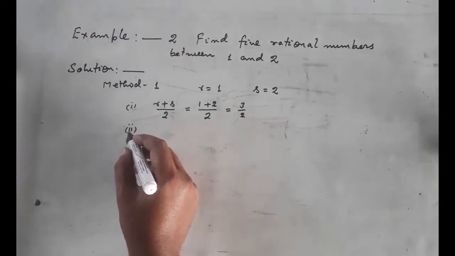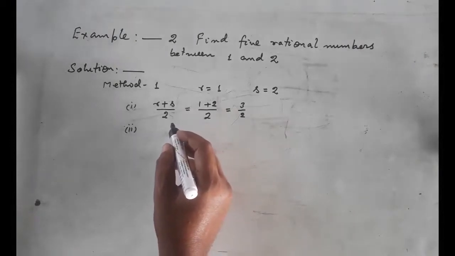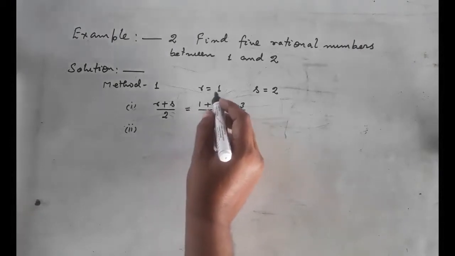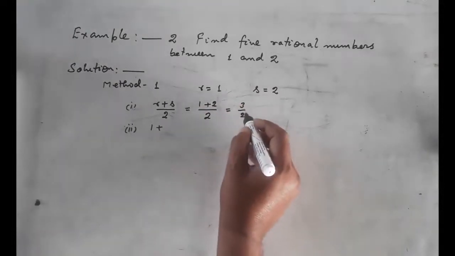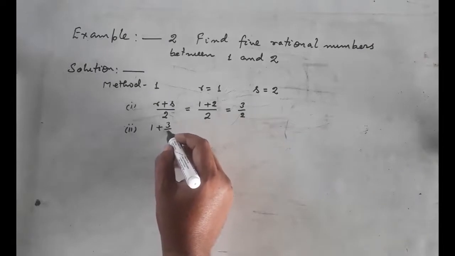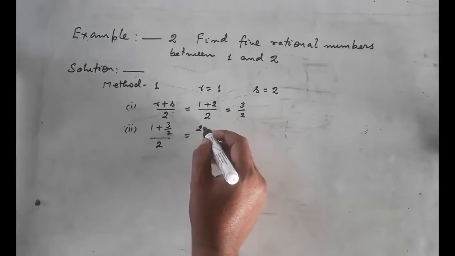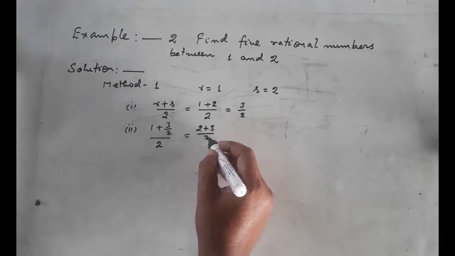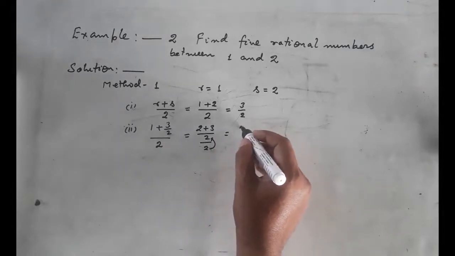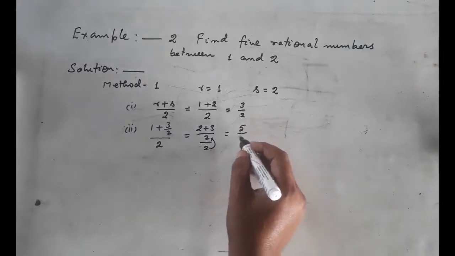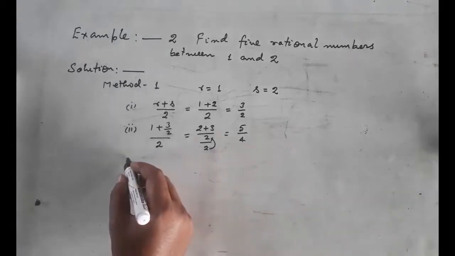Now in your second step, your first number is 1 and your second number is 3 by 2, whole divided by 2, that is 2 and 2 plus 3 by 2, whole divided by 2. 2 comes here, and you find 5 by 2 to the 4, that is your second rational number is 5 by 4.